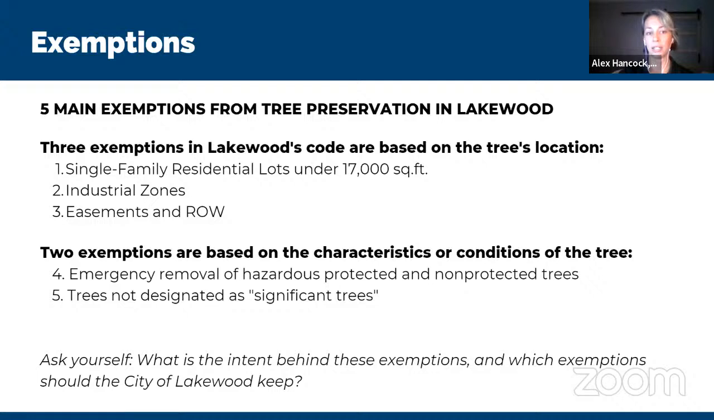And then the next 2 exemptions are based on the characteristics or conditions of the tree. This has to do with emergency removal for trees that are a public safety hazard. And then the last and final one, which we're going to talk about in more depth, is for trees that are not designated as significant trees. Throughout this presentation, keep in mind what you think the intent of these exemptions is, and which exemptions you think the city of Lakewood should keep.